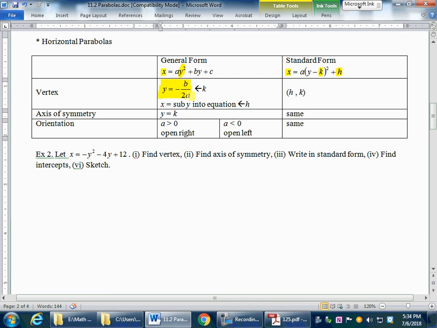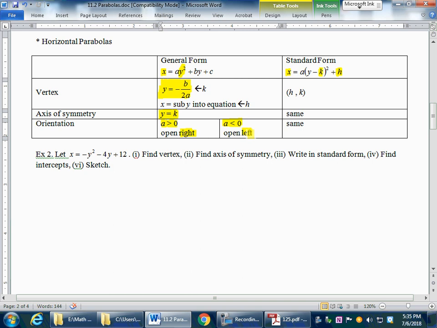Since this time the parabola is sideways, the axis of symmetry will be a horizontal line. So it will be y is equal to the y coordinate of the vertex. If your a, the leading coefficient, is greater than 0, a positive number, then it will open right. If your a is a negative number, less than 0, it will open leftward.